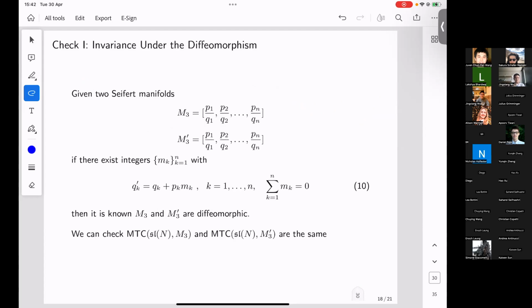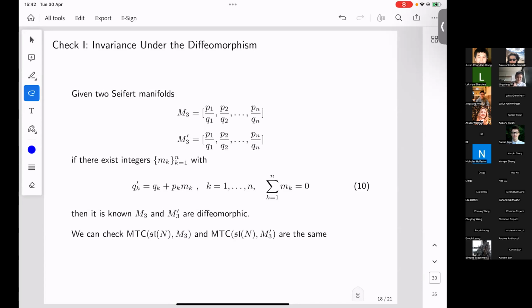So what are the things we need to check? One of the first things you need to make sure of is, if I give you two manifolds and they are diffeomorphic, you better hope you get the same MTC back, right?